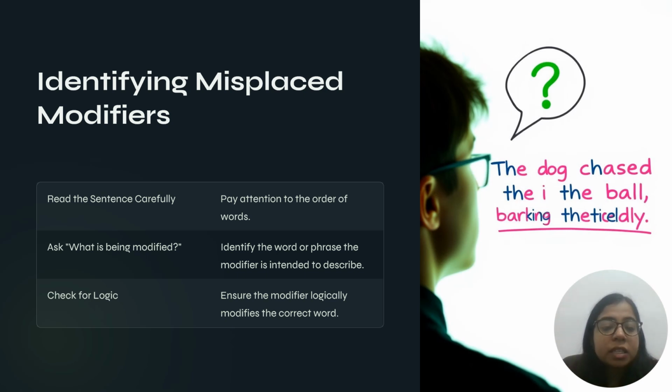Next is check for logic. As I did right now, a ball cannot bark. So you also have to check for logic in the sentence.